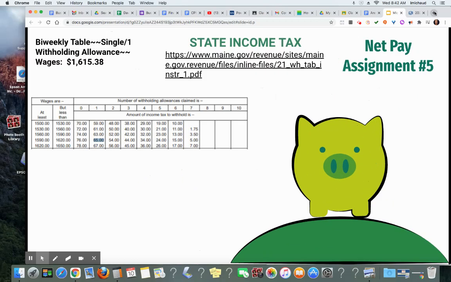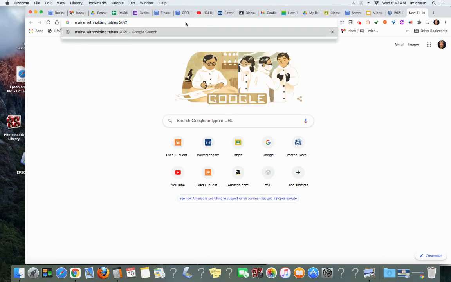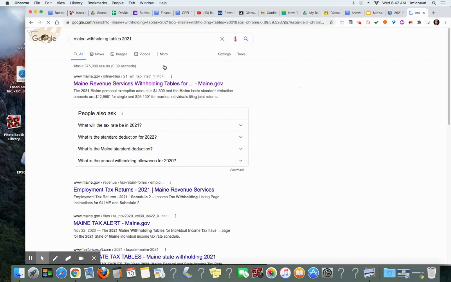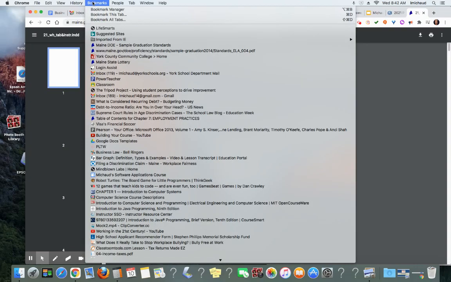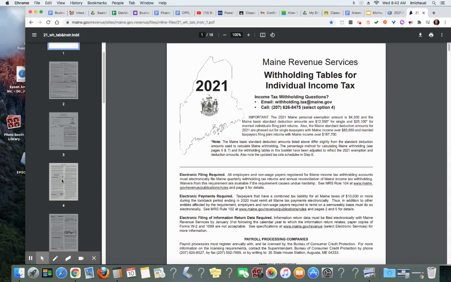Okay, so let's go to that table. Main Withholding Tables 2021. It's generally the first link that appears. Main Revenue Service, Withholding Tables. And then when that loads up, we need to bookmark it. Okay, and let's go to page 10. On page 10 is the bi-weekly table.